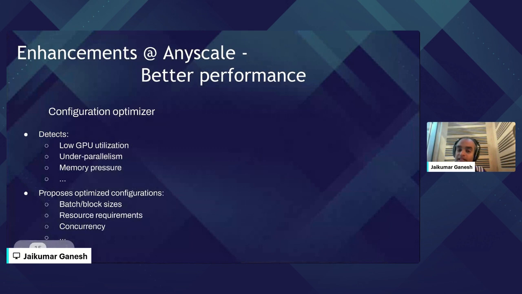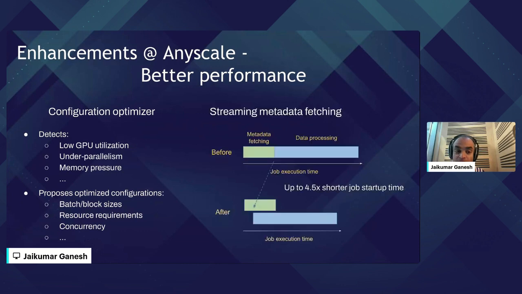We have also added some enhancements, because on Anyscale we take the Ray Data open source package and we give it the infrastructure, the VMs and the machines. So you can detect low GPU utilization, you can detect optimized configurations, and make some suggestions around it. The other thing that we noticed was that many times during data processing, you have the fetching part and the data processing part, and these were serialized. We can actually stream the fetching, and we saw a 4.5x reduction in just job startup time.